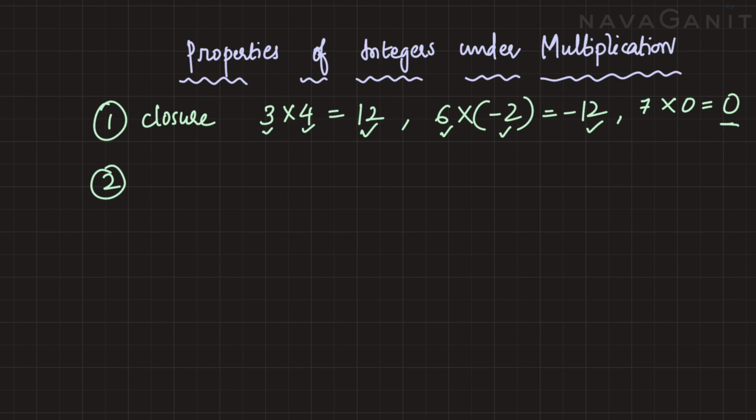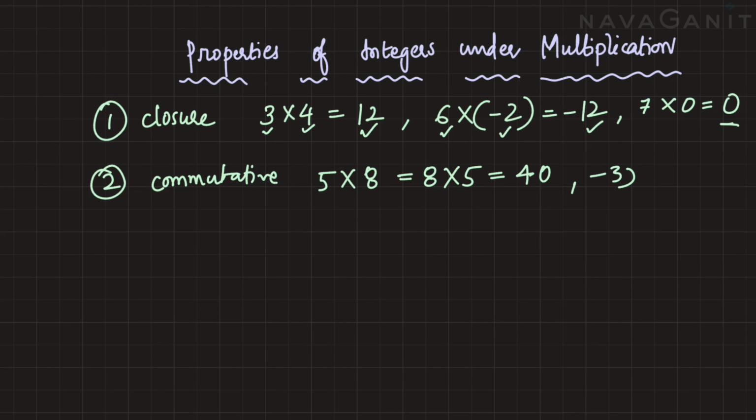Secondly, we have the commutative property. In this, the order in which two integers are multiplied will not affect the result. So for example, whether I multiply 5 with 8 or whether I multiply 8 with 5, the result would remain the same, which would be 40.